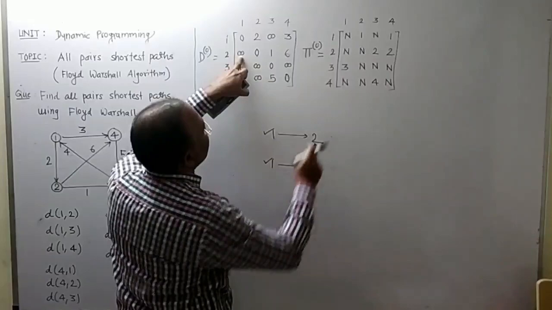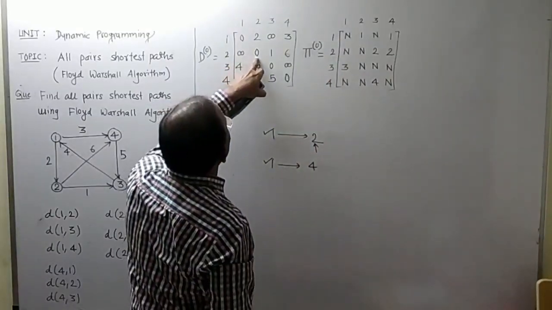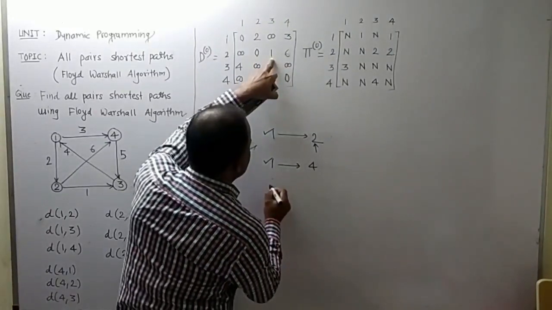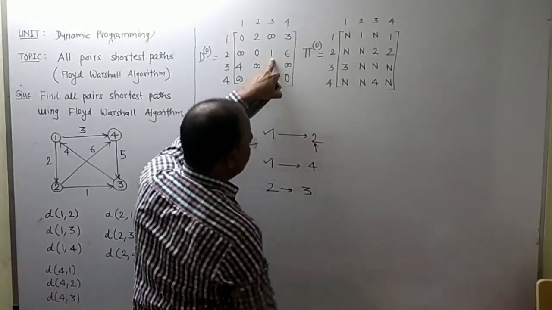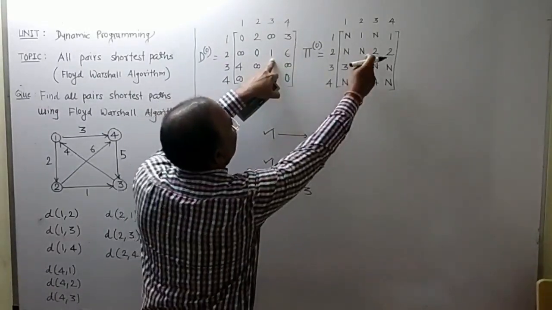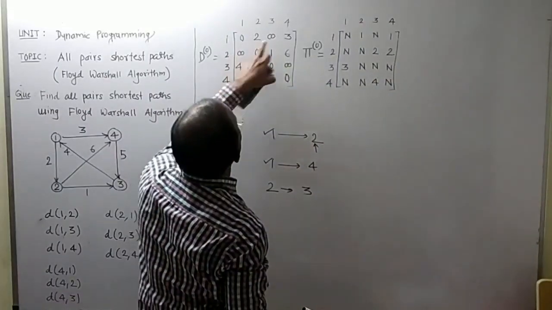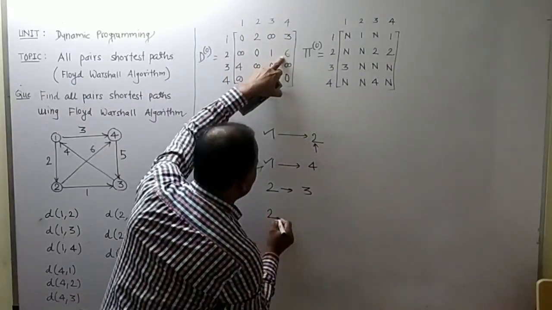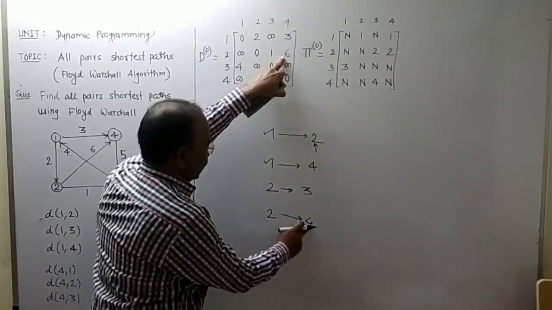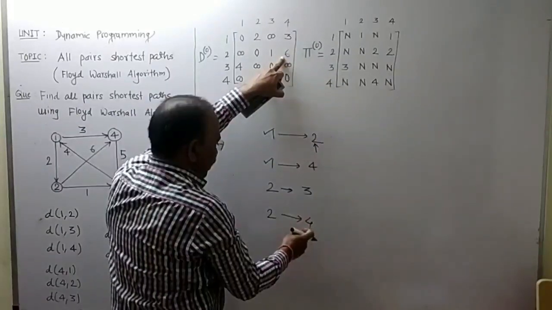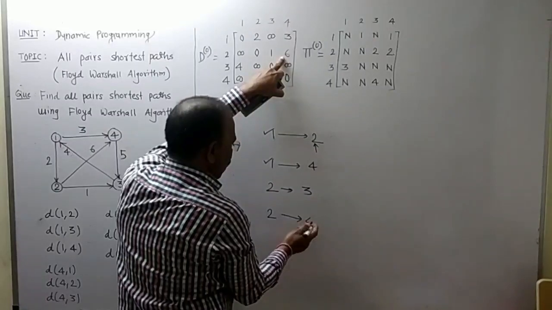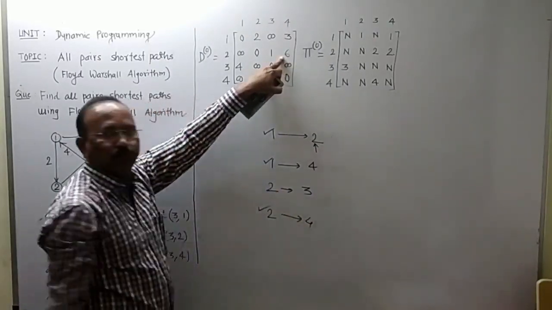Here is the infinity, so nil is written. Here is 0, a diagonal element, that's why nil is written. Now here is 1. Let us see 2 to 3. What will be the predecessor vertex of 3? That is 2, that's why 2 is written. Then 2 to 4, 6 is written. 2 to 4, the shortest distance is 6, but for the pi 0 matrix we have to write the predecessor vertex of 4. The predecessor vertex of 4 is nothing but 2.